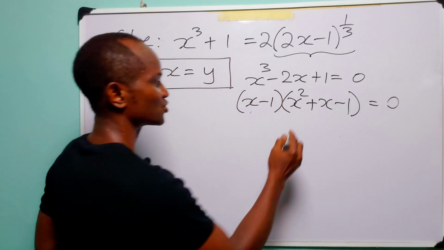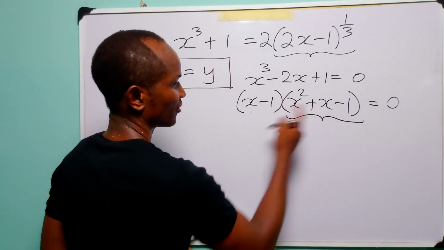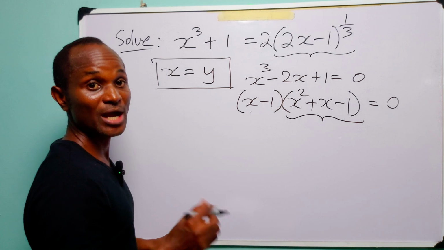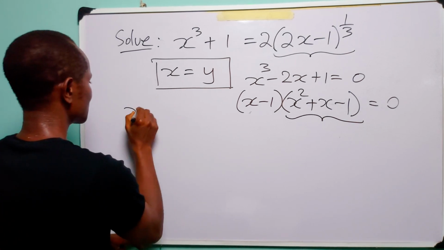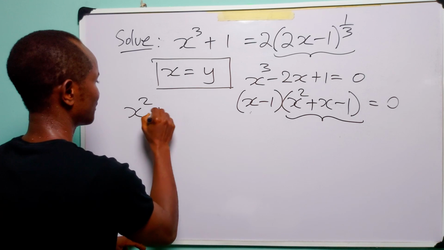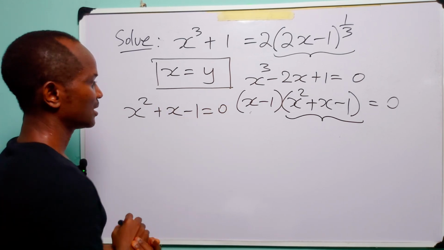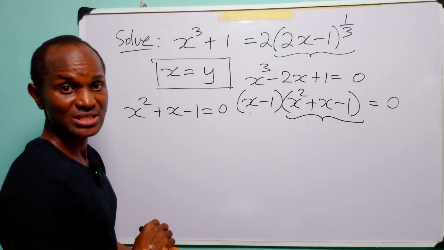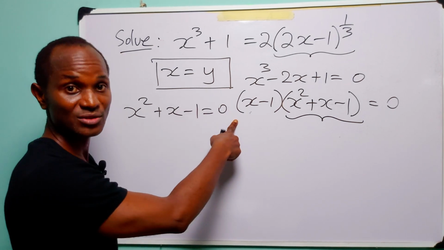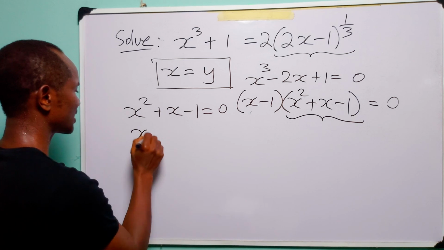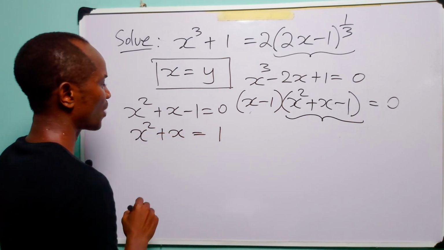The next step is to solve this quadratic equation, and we cannot factorize this quadratic equation, so we are going to solve it by completing the square. Of course, we have x squared plus x minus 1 is equal to 0. Now, the first step to solve this equation by completing the square is to take the constant term over to the right hand side, and when we do that, we have x squared plus x is equal to 1.